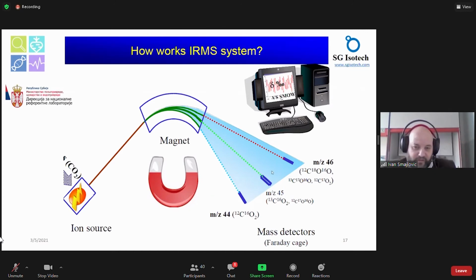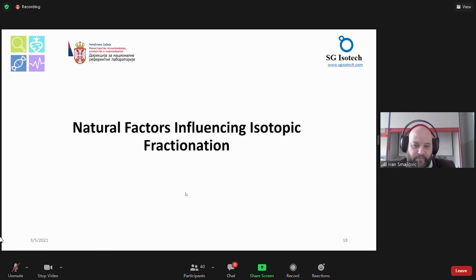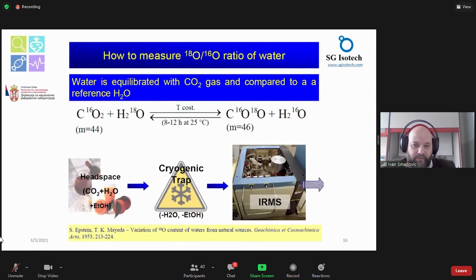Faraday cage, it is like this. So coming to this is, for example, the equilibration technique. This is the gas bench.